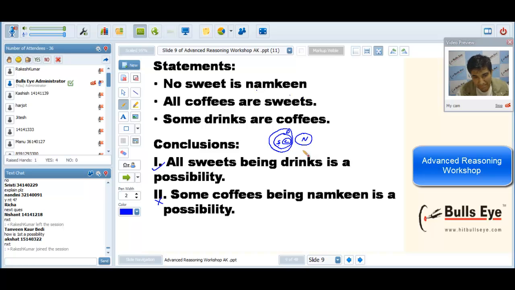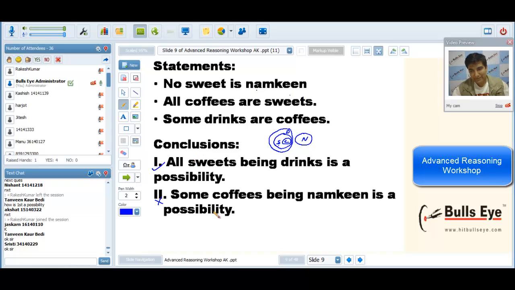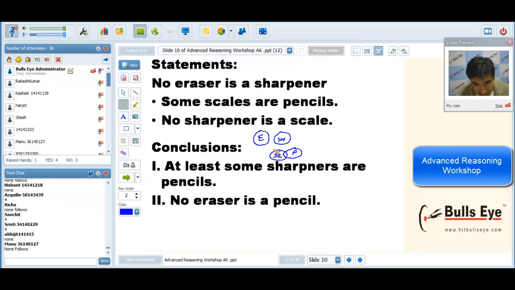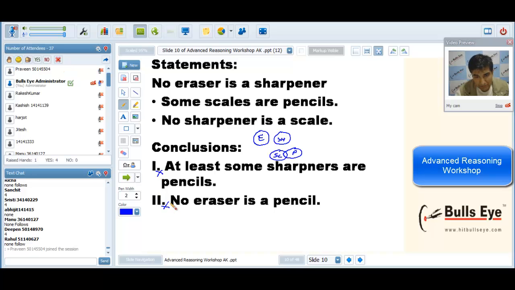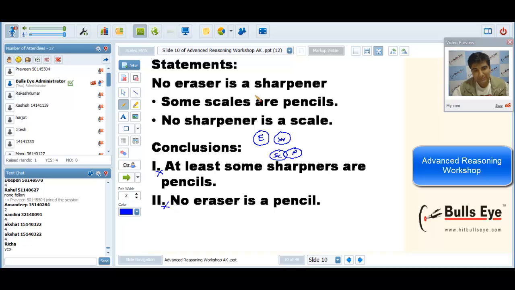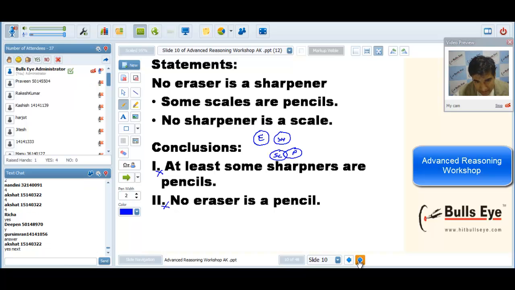Yes, Tanveen? Okay, go to the next question now. I think all are true because none of the conclusions follow. Everyone is correct, I suppose. Can we go to the next question? Gursimran, answer is fourth option. None follow.